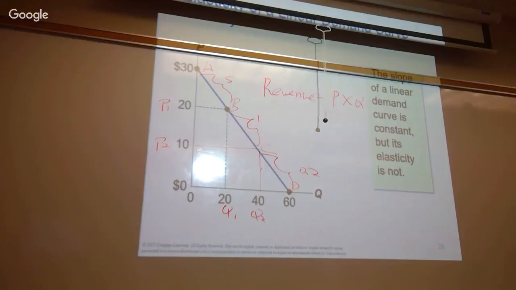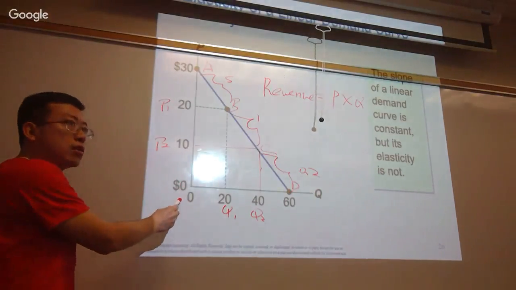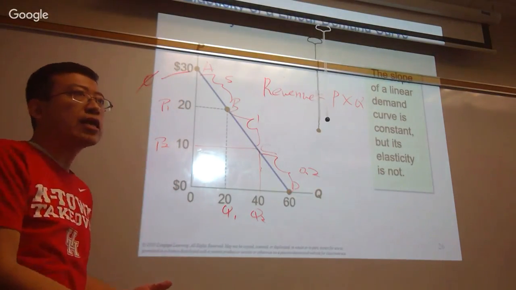30 is the price. But how much is my total revenue at point A? Zero. Why zero? 30 times 0. So our price is 30, quantity is 0, so total revenue at this point is 0, because we don't sell anything.